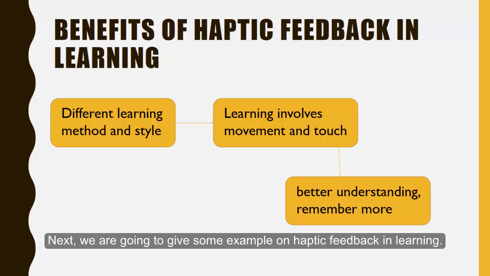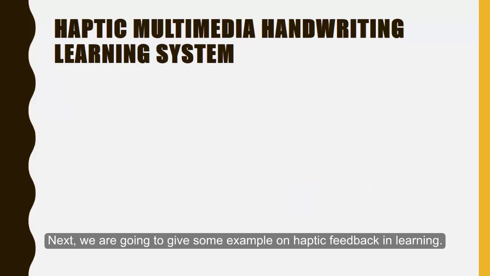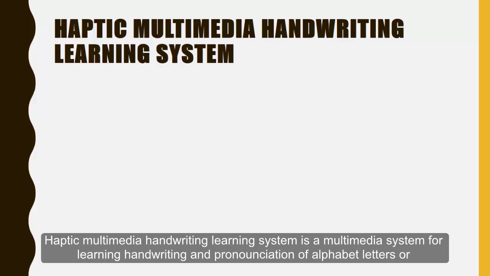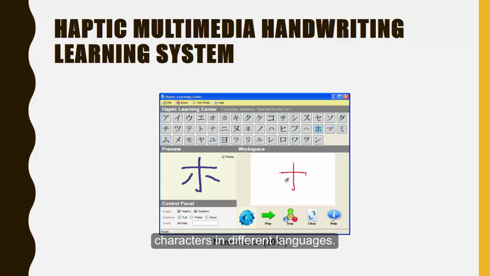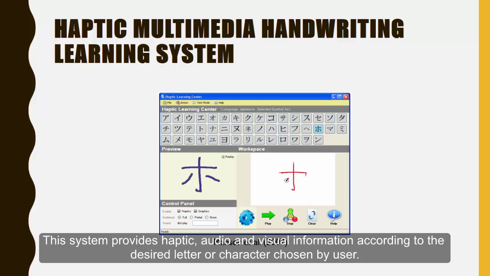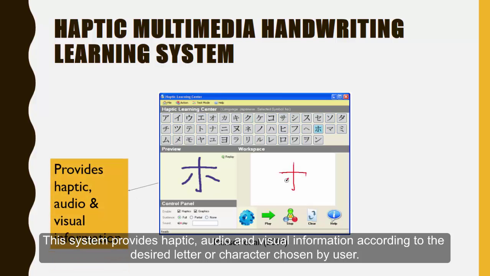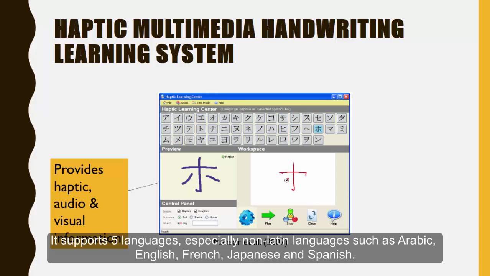Next, we are going to give some examples of haptic feedback in learning. Haptic Multimedia Handwriting Learning System is a multimedia system for learning handwriting and pronunciation of alphabet letters or characters in different languages. This system provides haptic, audio, and visual information according to the desired letter or character chosen by the user. It supports 5 languages, especially non-Latin languages, such as Arabic, English, French, Japanese, and Spanish.